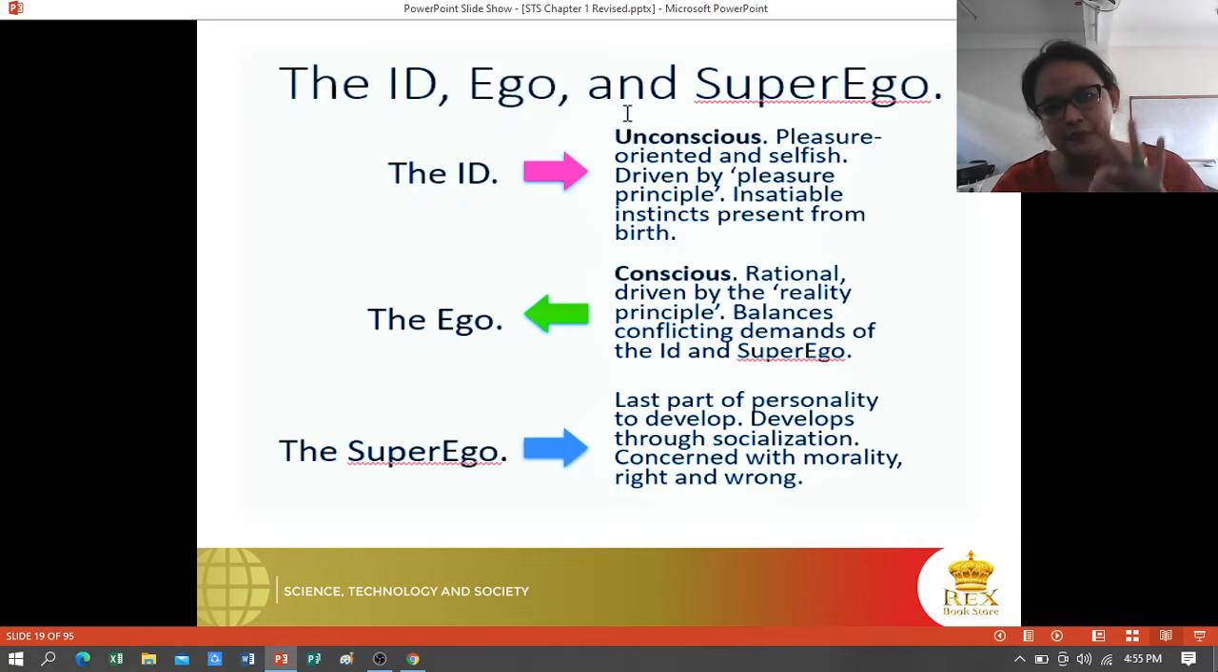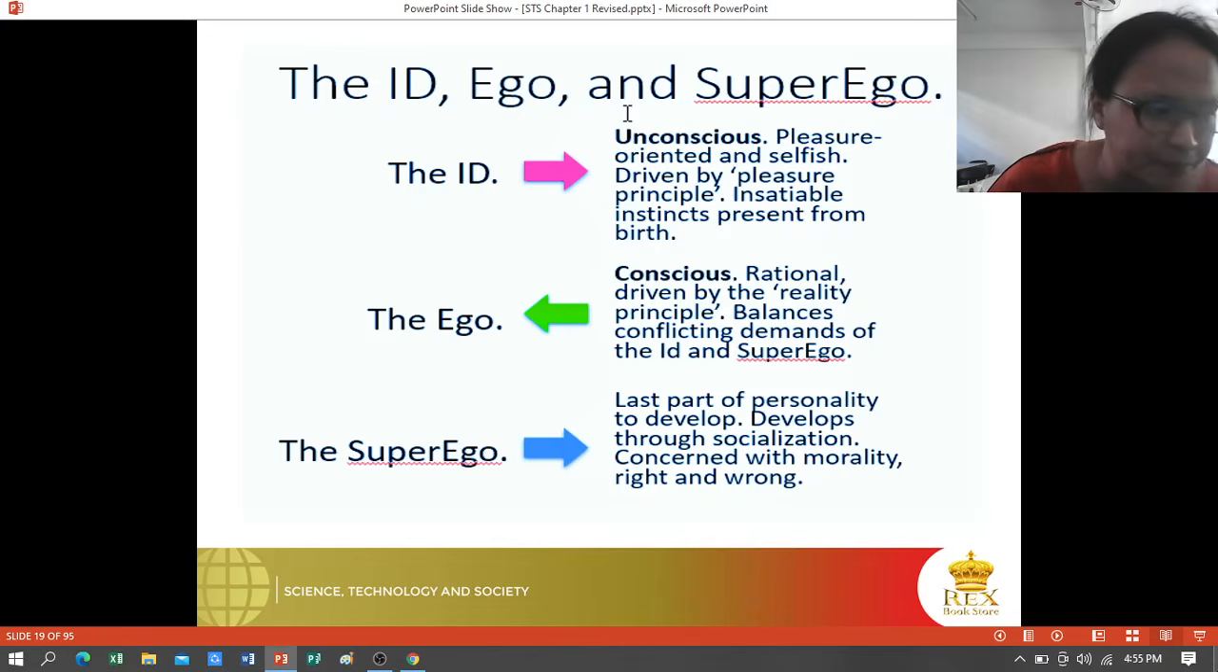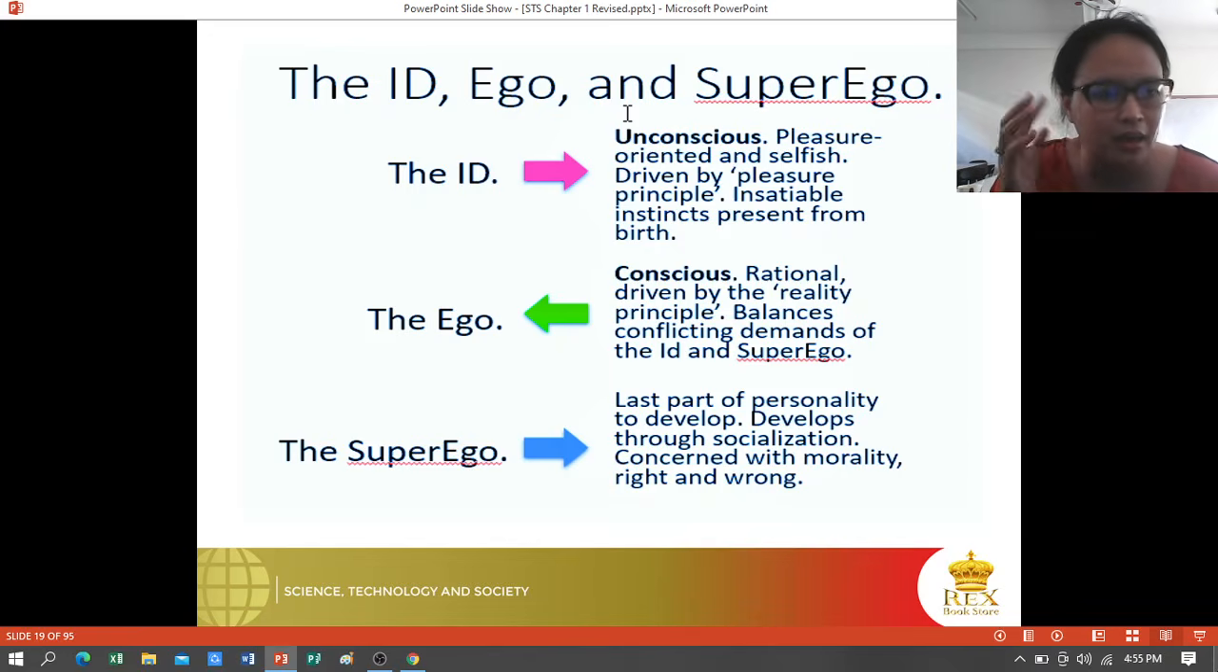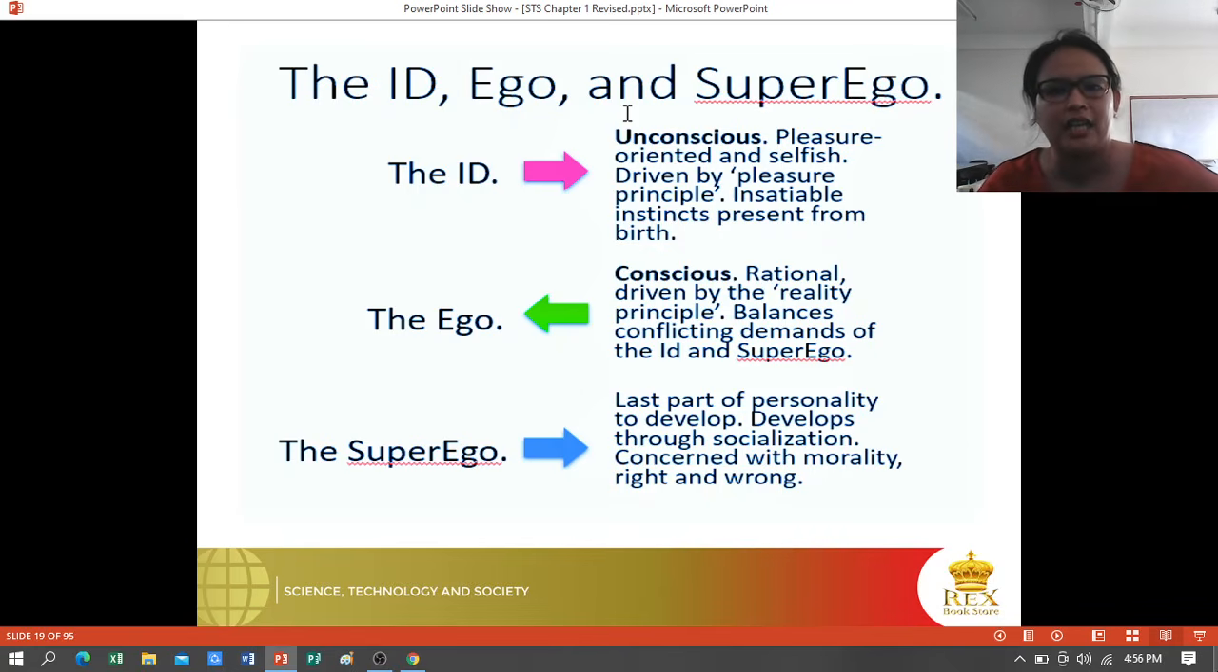Because of the three: the id, ego, and the superego. So, what are these three? According to Sigmund Freud, the mind, as an individual, the mind structure is divided into three, which are the id, ego, and the superego. So the id first is the unconscious, pleasure-oriented and selfish. It is driven by pleasure principle, insatiable instinct present from birth.